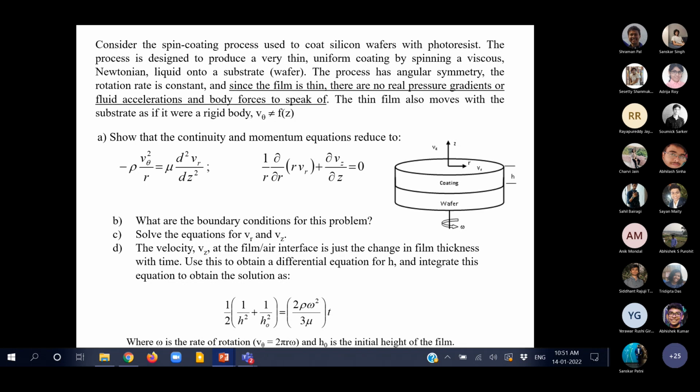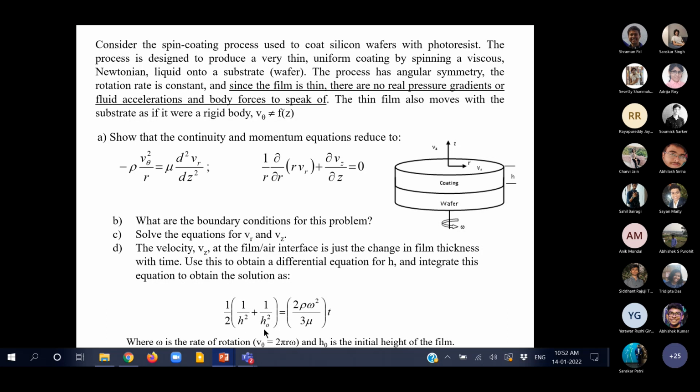If you think about the previous problem which we have done, where there is a solid plate which is being rotated, here this is open to atmosphere. The liquid is in contact with the atmosphere, it's being rotated. The thickness is so small that the body force and pressure gradient can all be neglected. The ultimate aim is to obtain the variation of the thickness of this film, which is denoted by H in the final expression.